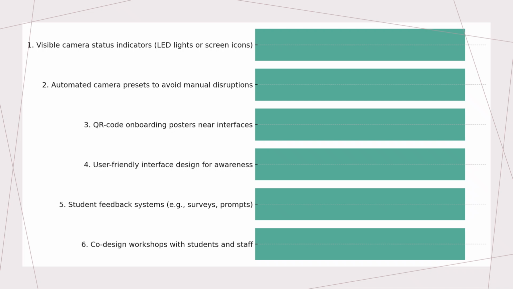So here we're talking about the design strategies to increase students' trust and agency in camera classrooms. We'll start with visible camera status indicators, which are LED lights or screen icons. Second, automated camera presets to avoid manual disruptions. We have the QR code on board posters near the interfaces. We have a user-friendly interface designed for awareness, a students' feedback system, surveys, or prompts. And we have the co-design workshop with students and staff.